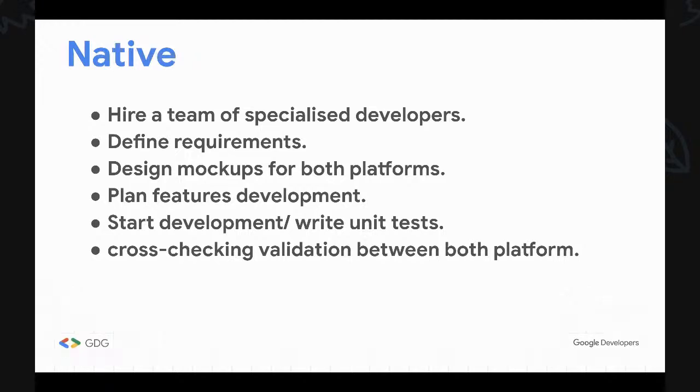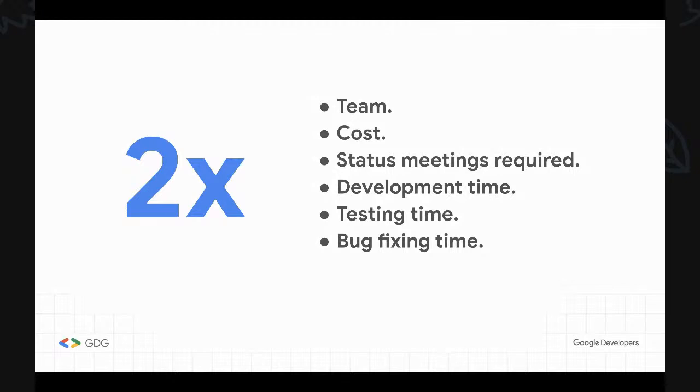So by this, we notice that we will double all our efforts and costs. We will have two teams. We will double the cost of the project. We will have double meetings, for the Android team and for the iOS team, double development time, and don't forget the testing time that we need to test both applications. And the most important thing is fixing the bugs, which I think takes a lot of time.